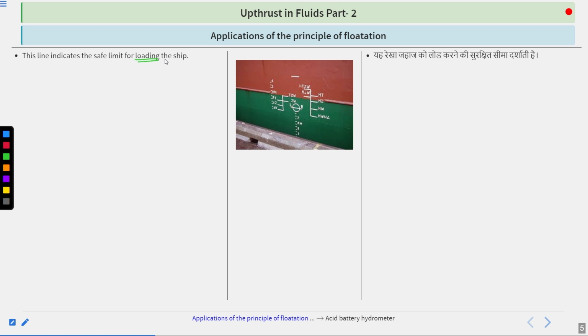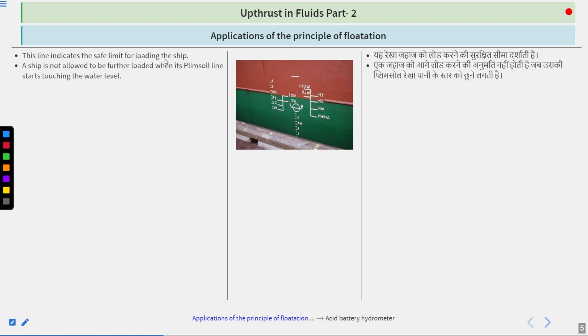So basically there must be a safe limit up to which the ship could be loaded. These plimsoll lines indicate a safe limit up to which the ship could be loaded. A ship is not allowed to be further loaded when its plimsoll line starts touching the water level. Suppose if you look at this, here you can say these are the plimsoll lines. This is the topmost line.